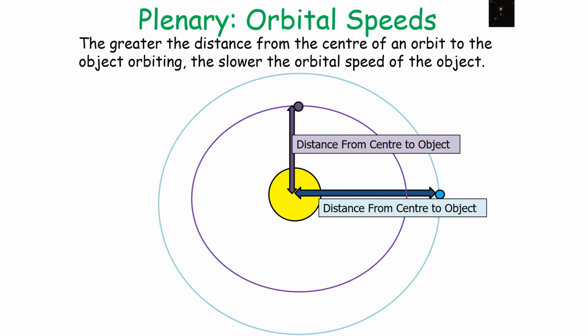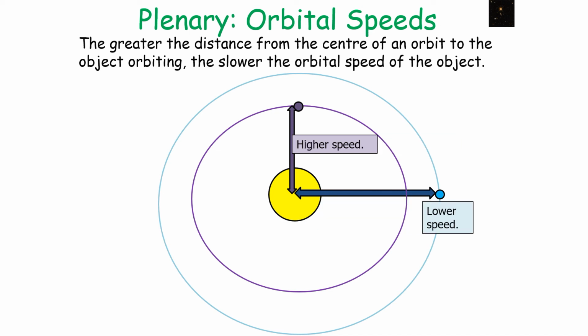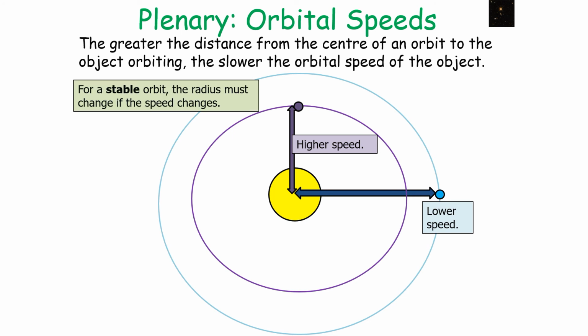So we can say that the greater the distance from the centre of an orbit to the object orbiting, the slower the orbital speed of the object. So we can note that when you are further away from the centre of the object, you will have a lower speed, and if you are closer to the centre of the orbit, you will have a higher speed. So for a stable orbit, the radius must change if the speed changes.